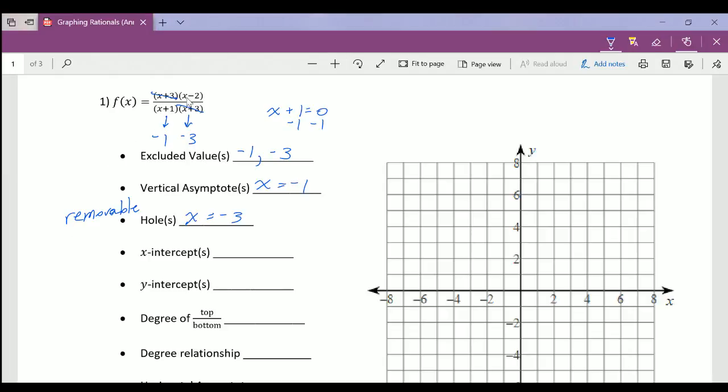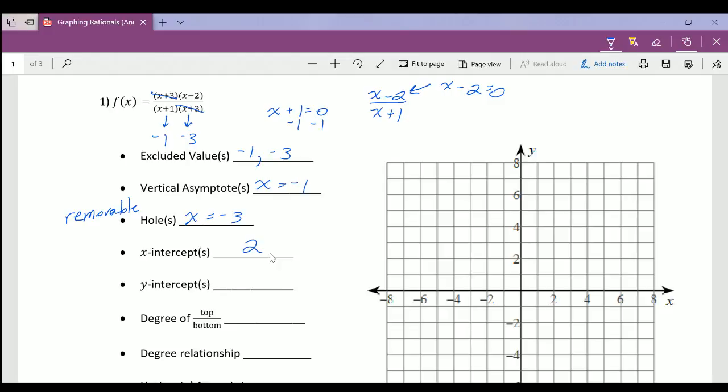X-intercepts, you might remember, that's what causes the top to be 0. When this is simplified, we end up with (x - 2)/(x + 1). What we care about is whatever would cause that to be 0. So you can set it up as x - 2 = 0. Add 2 to both sides, and you do end up with x = 2.